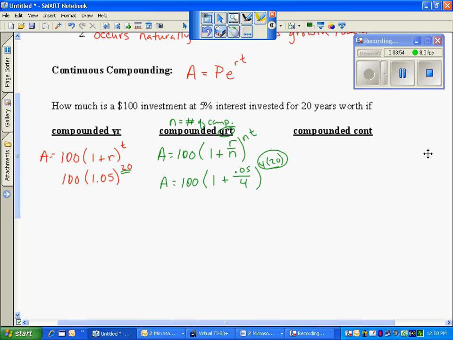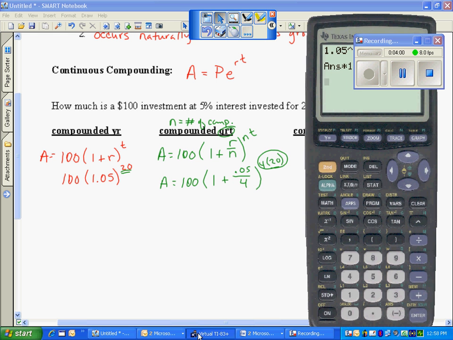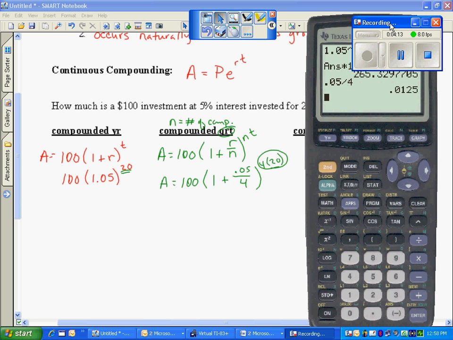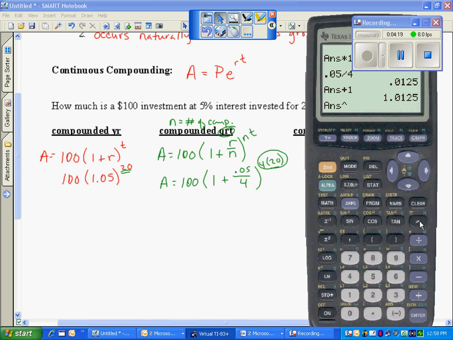So plugging this into the calculator, we have to be a little bit careful of our order of operations here. We want to first compute what is inside the parentheses. So I'm going to start with taking this rate, dividing it by 4, and then we'll add 1 to that, and then this is taken to the 80th power. 4 times 20 is 80th power, and then finally we'll multiply that by 100.